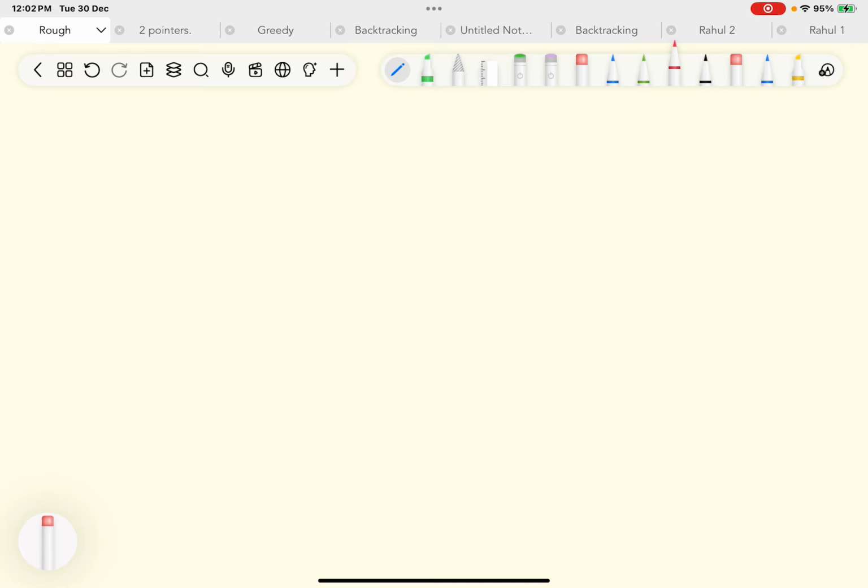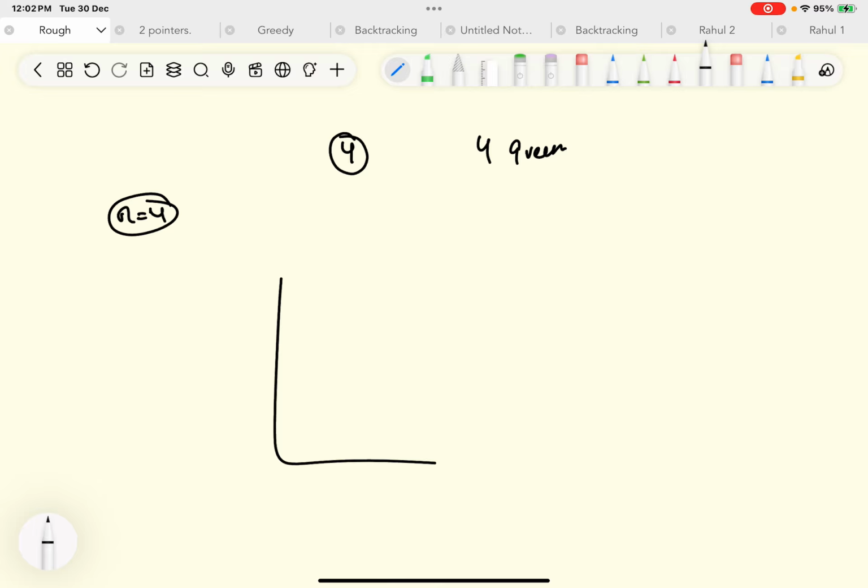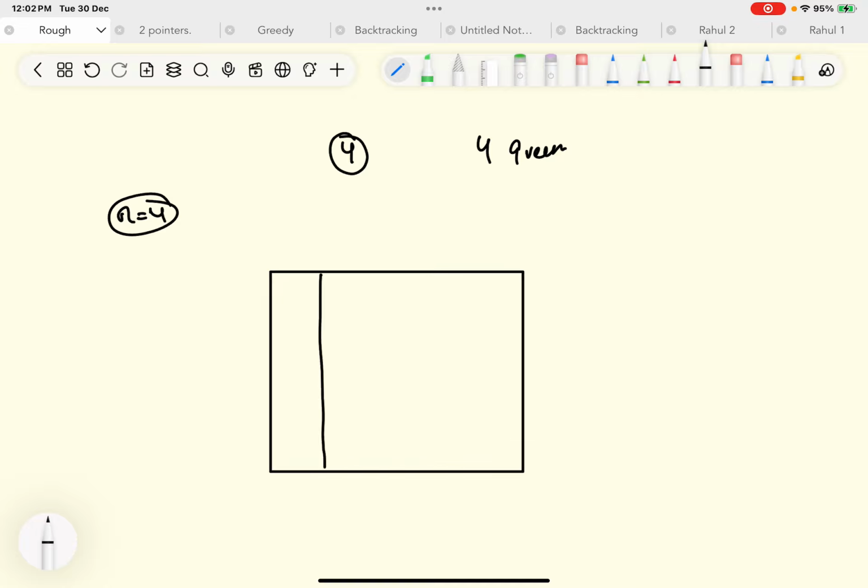The question says that you are given an integer n. Let's say you are given integer 4. So you have to place exactly 4 queens, n queens, like an integer n will be given. You have to place n queens on an n by n chessboard so that no queen is under attack. I'll take an example. Let's say n is equal to 4. You have a 4 by 4 chessboard, which will look like this.